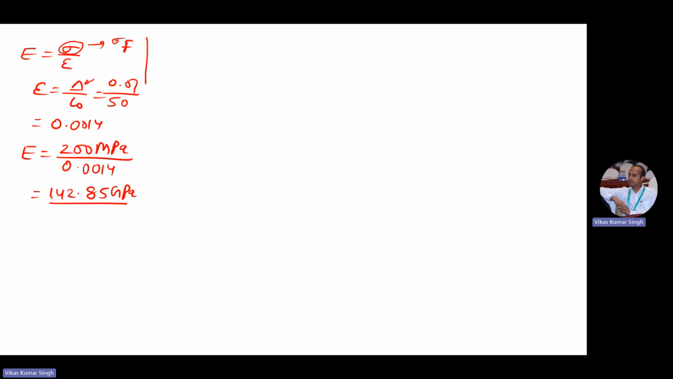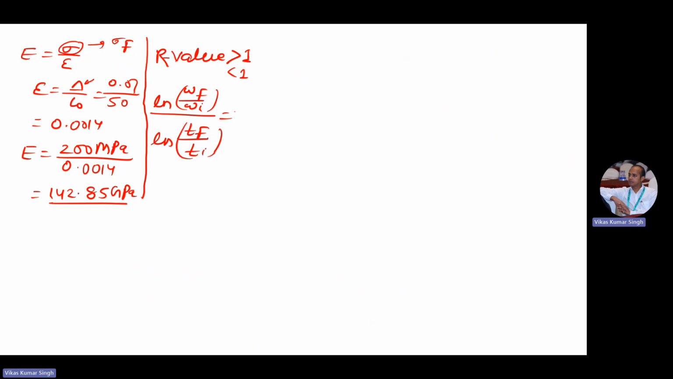Now I explained R value to you. R value is the ratio of true strain in the width direction to true strain in the thickness direction, and this is nothing but the resistance to thinning of a sheet. If R value is greater than 1, it's desirable; if less than 1, it's not desirable. So how to calculate R value? R equals ln Wf by Wi divided by ln Tf by Ti.